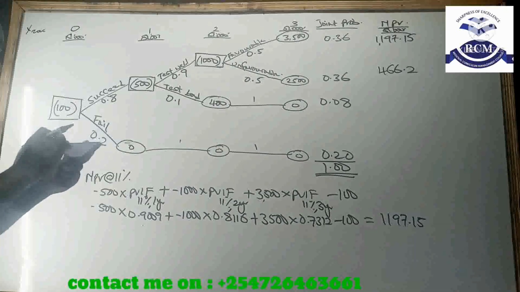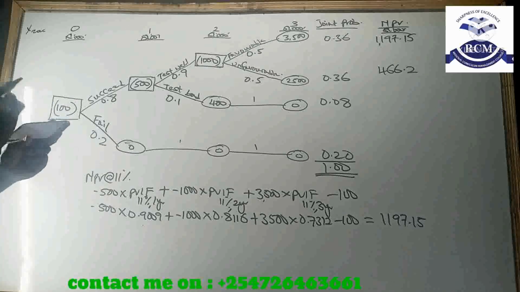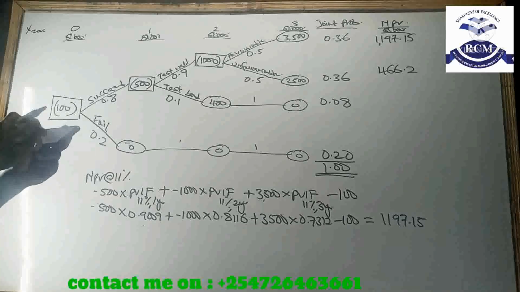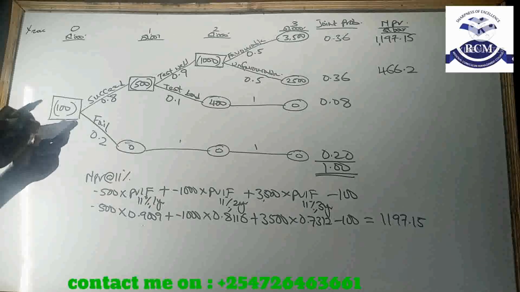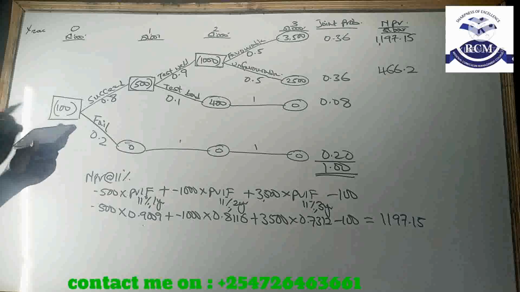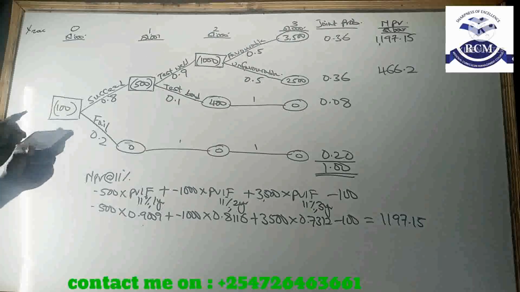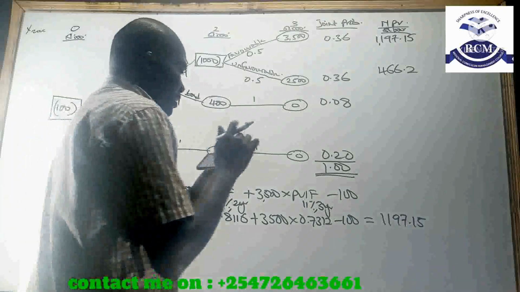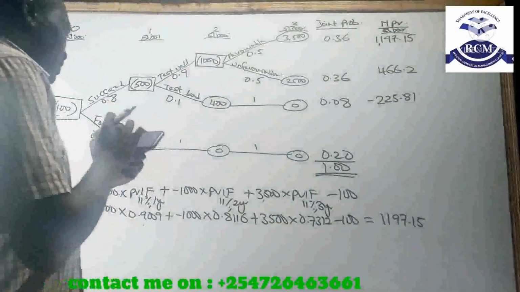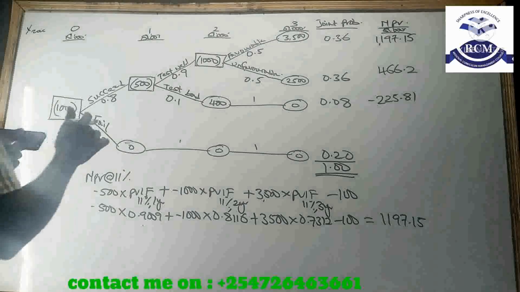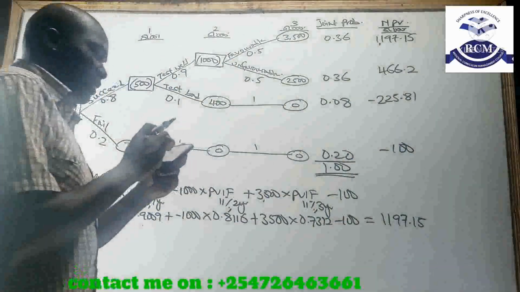The third one, you are having 500 negative times 0.9009 plus 400 times 0.8116. So this other one is 0, so that one minus the initial outlay of 100, we are having negative 225.81. Then finally here, there's nothing, so you have negative 100.